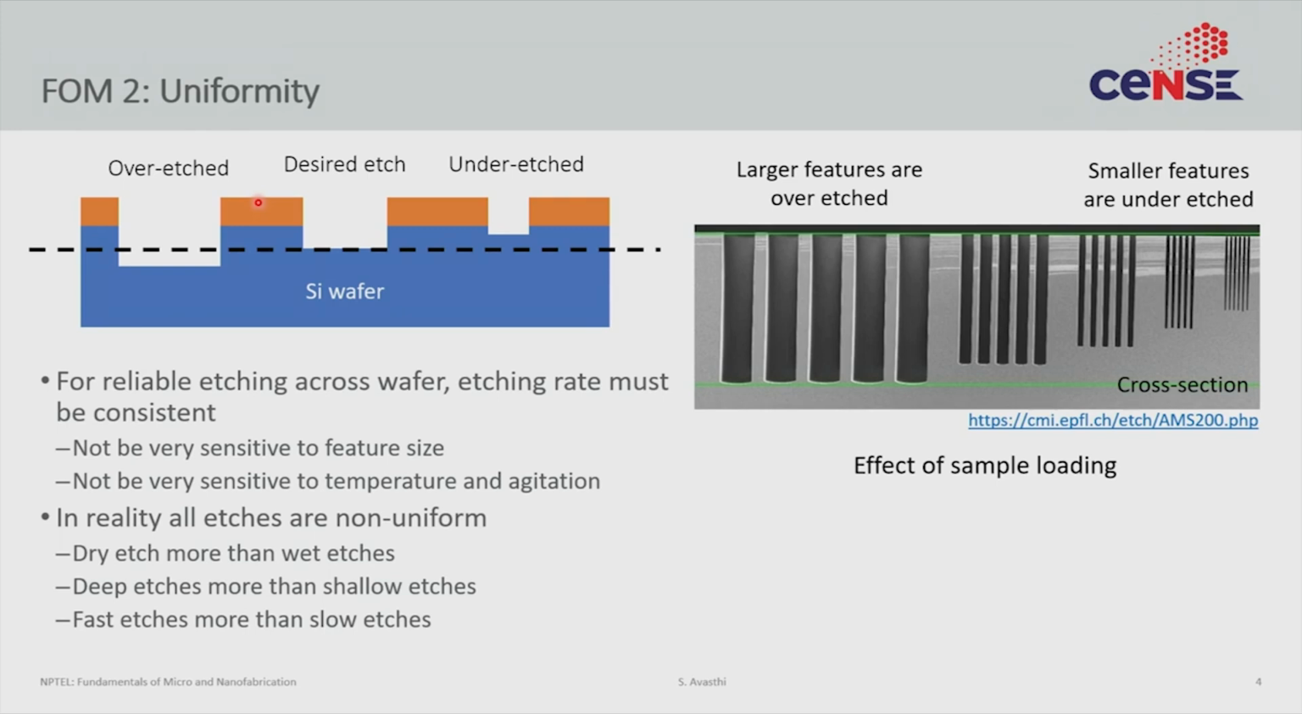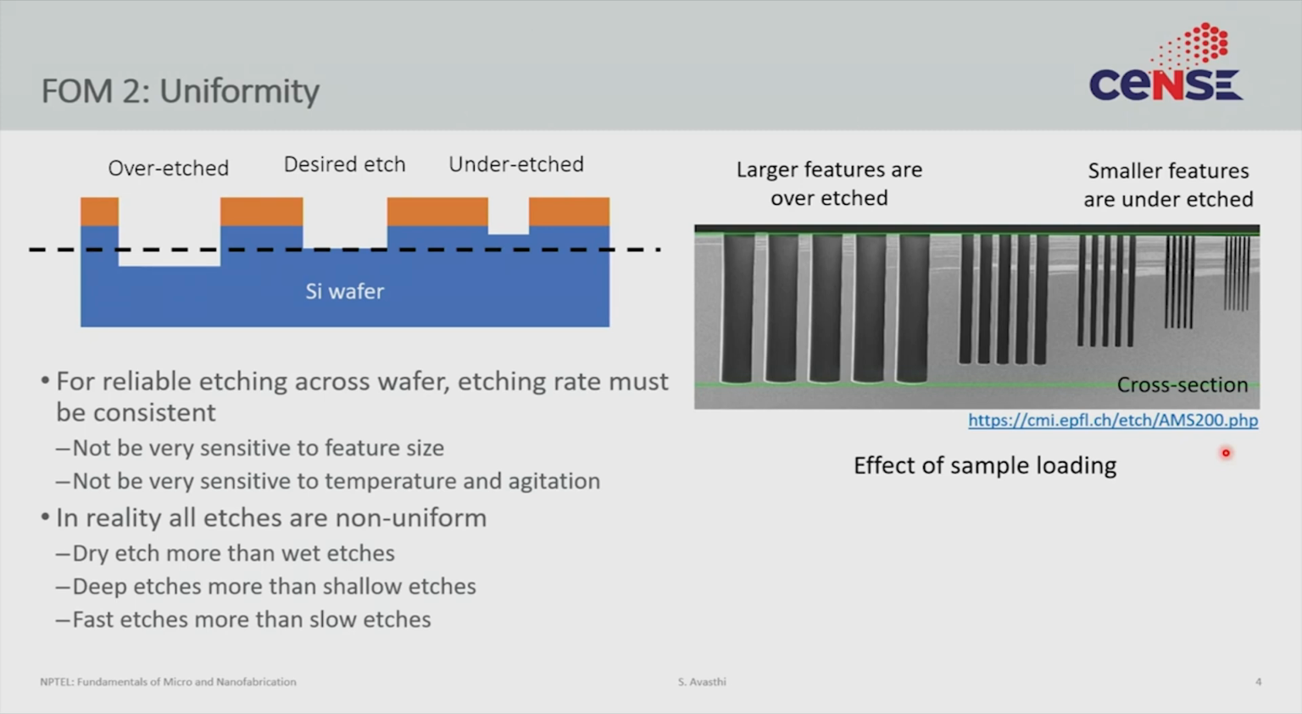In reality, there is really no ideal etchant. All etchants have some level of non-uniformity. The trick is to characterize that non-uniformity precisely enough so that an engineer can design around it. Okay. So in general, dry etches tend to be a little more non-uniform than wet etches. This is an example of a dry etch being more non-uniform.